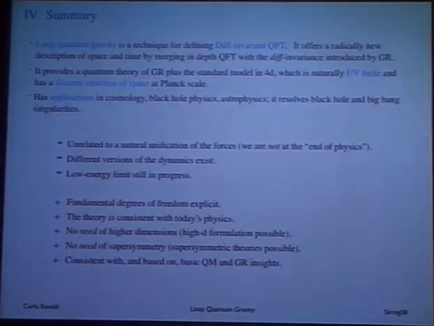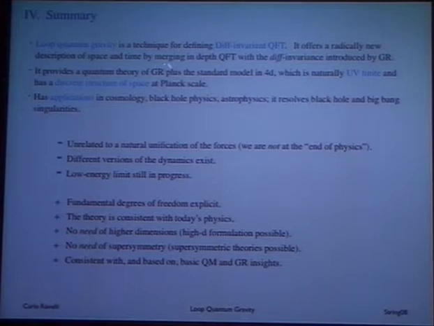So let me summarize. First of all, loop quantum gravity is a technique for defining a diffeomorphism-invariant quantum field theory. It offers a new description of space and time by merging quantum field theory with the diffeomorphism invariance introduced by general relativity. Now, the theory defined here is substantially different from most of the quantum field theories with which we know how to work. Notice there's no energy here, there's no momentum, there's no natural definition of an S matrix, nothing like that. The theory lives only on its own quantum states.